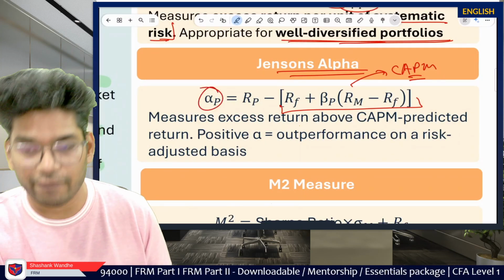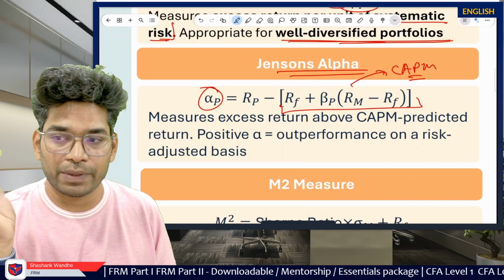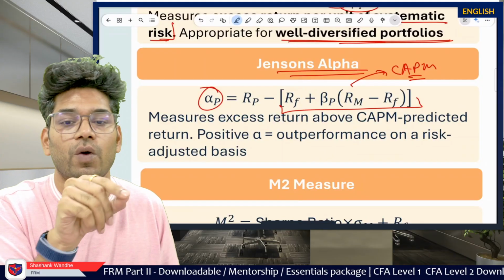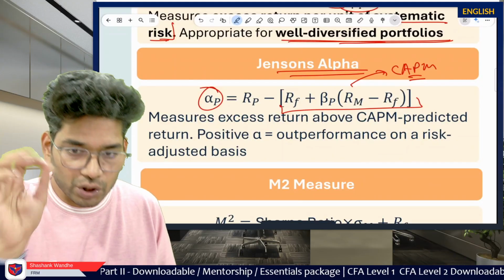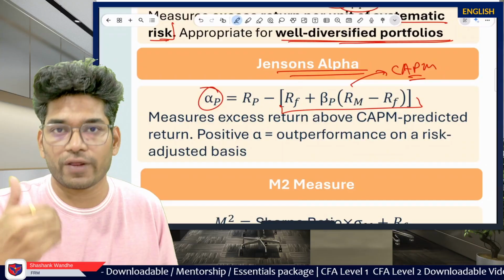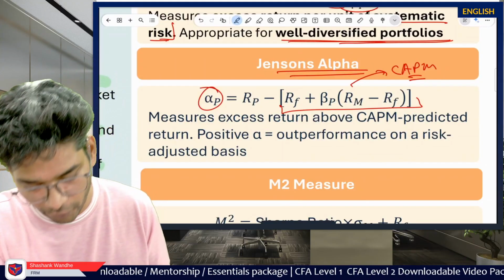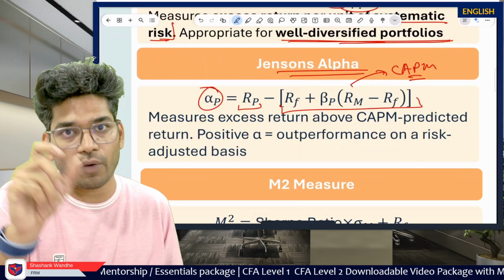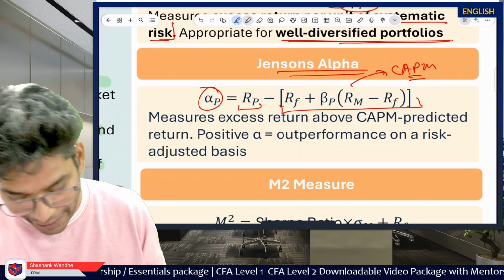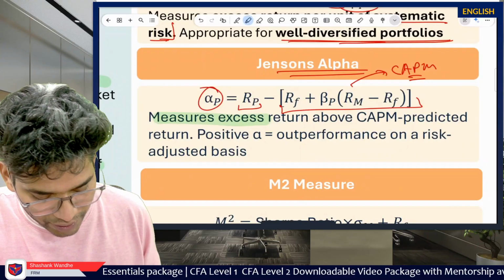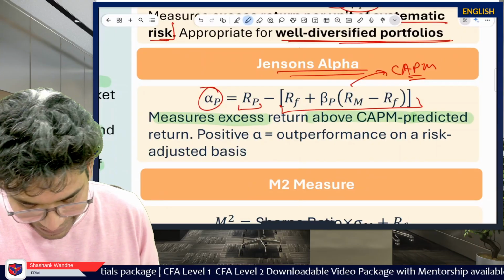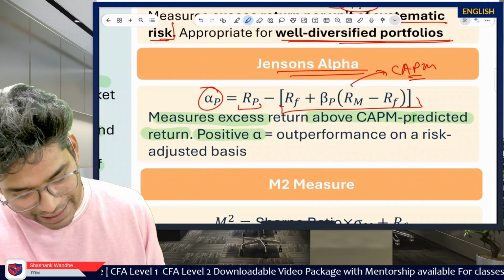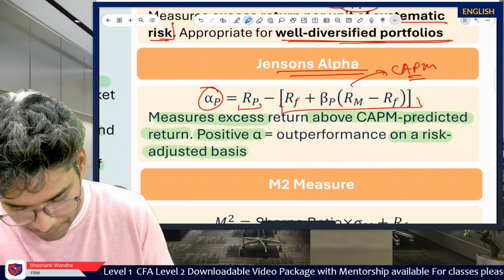So Jensen's alpha, in simple terms, is how much return is produced compared to what was required by you. CAPM gave us the required rate of return, the expected rate of return, and this is the return of the portfolio. So alpha is simply the extra return produced over what was required or expected. It measures the excess return above the CAPM's predicted return. A positive alpha means outperformance on a risk adjusted basis.